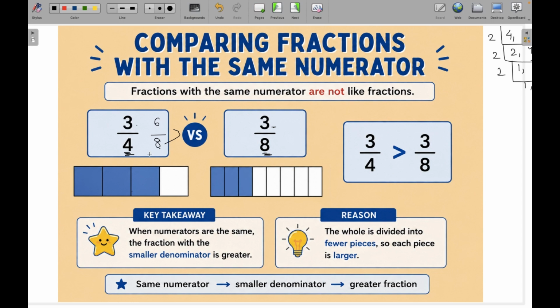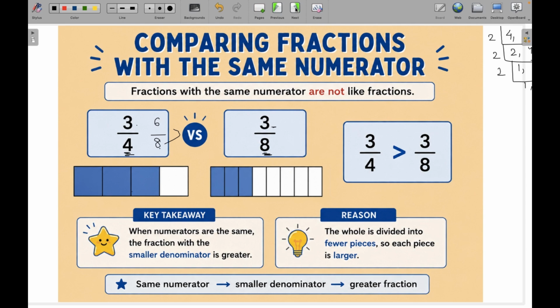So that is why this rule works. When you have two fractions that have the same numerator but different denominators, then compare their denominators. The fraction that has the smaller denominator is larger. So this is opposite to what happens when we are dealing with like fractions.